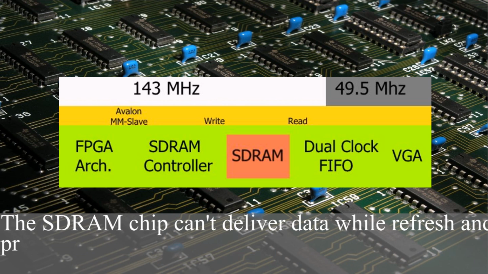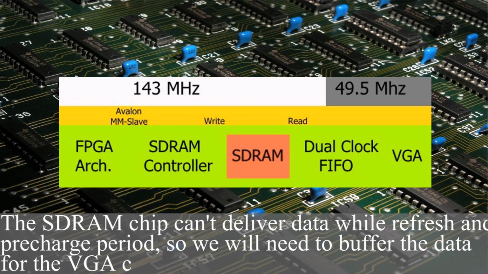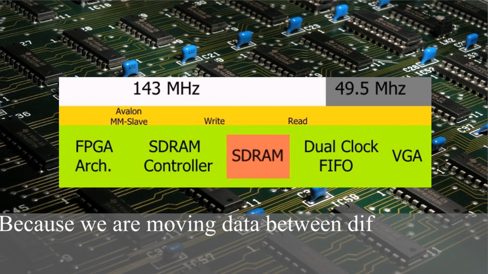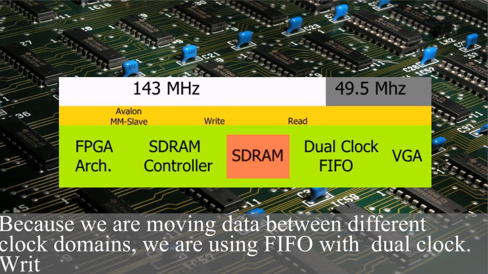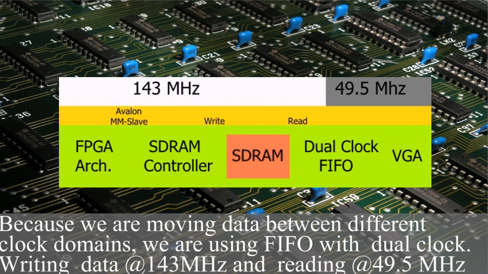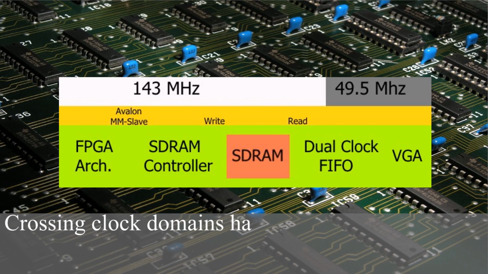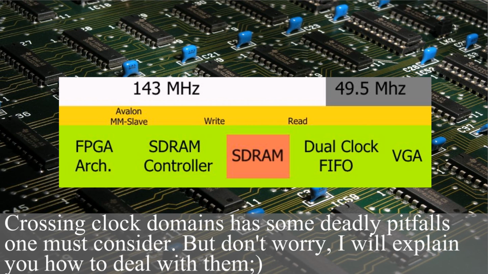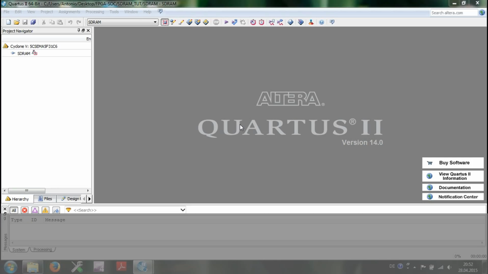The SDRAM chip can't deliver data continuously because of refresh and pre-charge periods, so we will need to buffer the data for the FPGA component. Because we are moving data between different clock domains, we are using a FIFO with dual clock, writing at 143 and reading at 49.5 MHz. Crossing clock domains has some deadly pitfalls one must consider, but don't worry, I will explain how to deal with them. Let's begin.